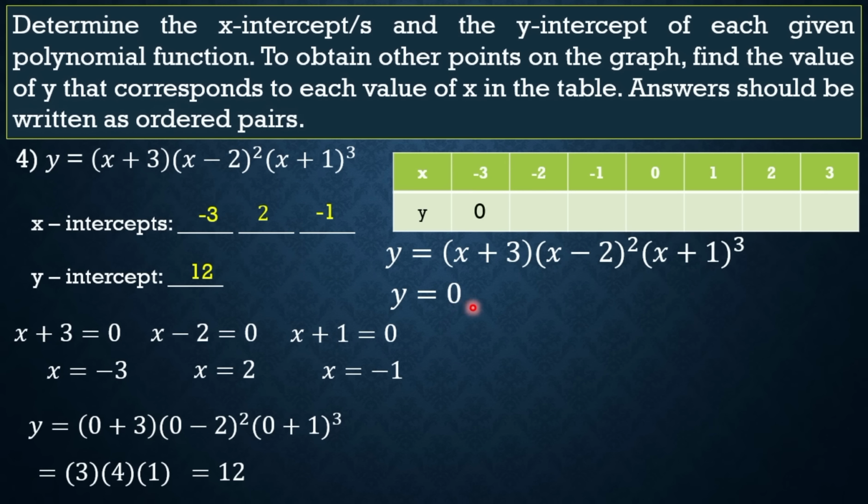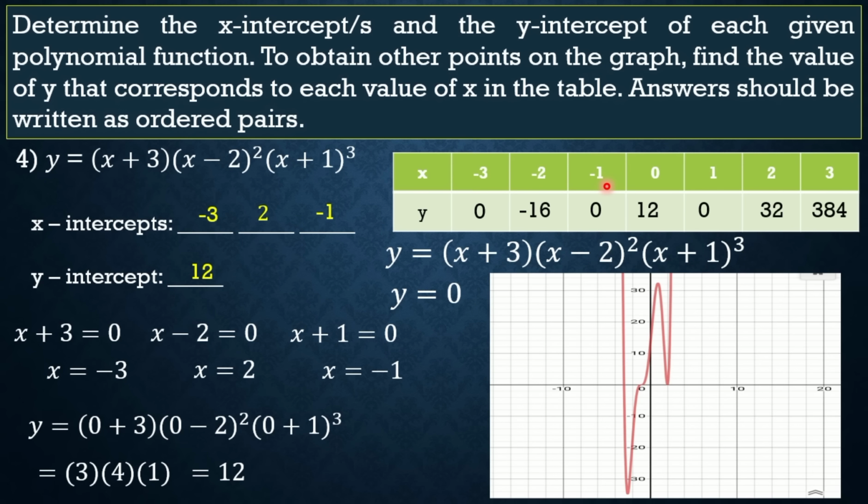Okay, so ganun din kapag sinubstitute nyo si negative 2, negative 1, 0, 1, 2, 3 dito sa given natin. So, makukuha nyo, negative 16, 0, 12, 0, 32, 384. So, you can check using your calculator. Kapag nirap natin yan, class, ganito yung itsura niyan. Okay? So, this will be your negative 3. Ito yung negative 1 nyo. And then, this is the positive 2. Okay? So, yung x-intercept natin.